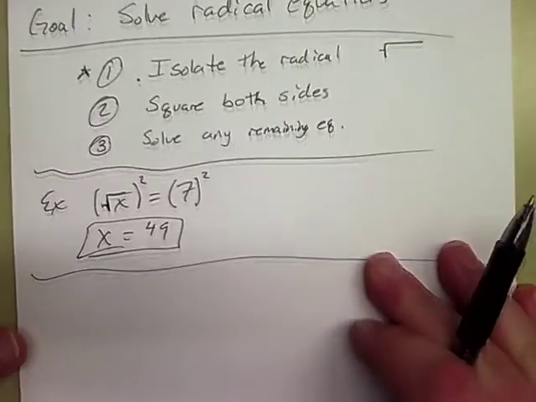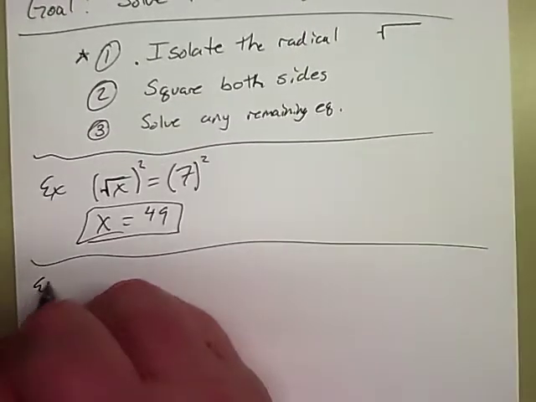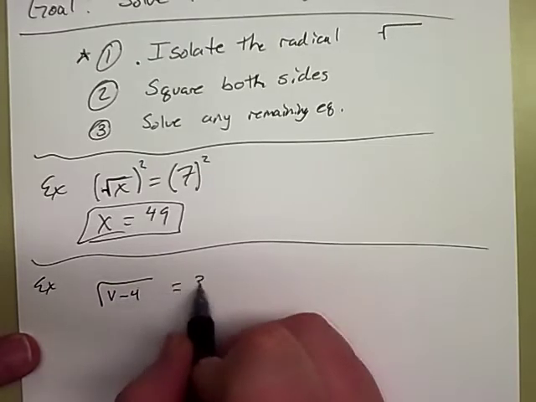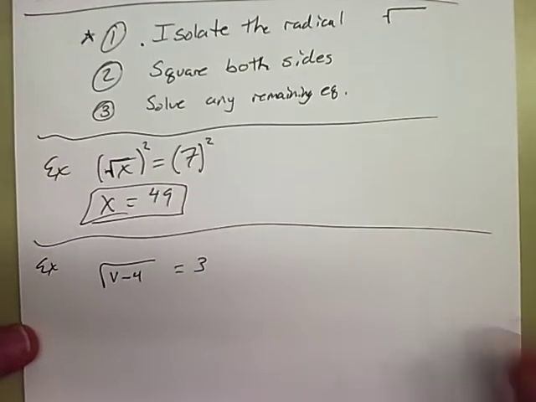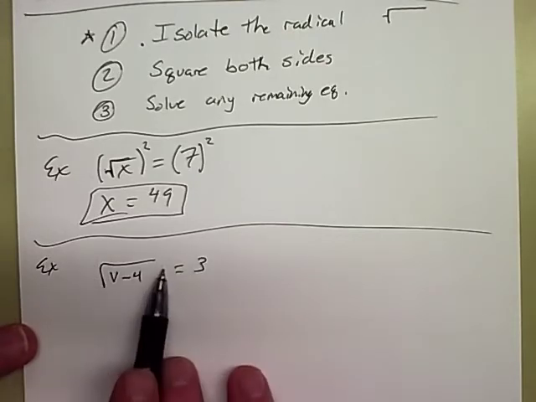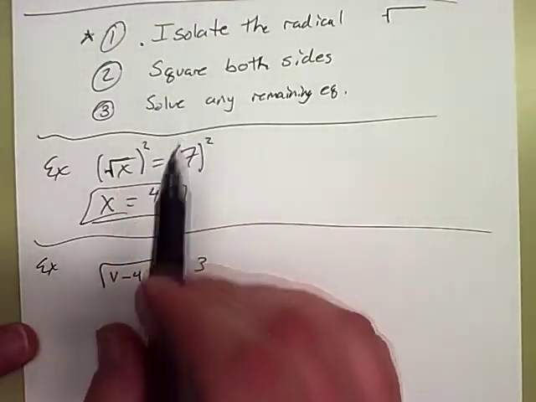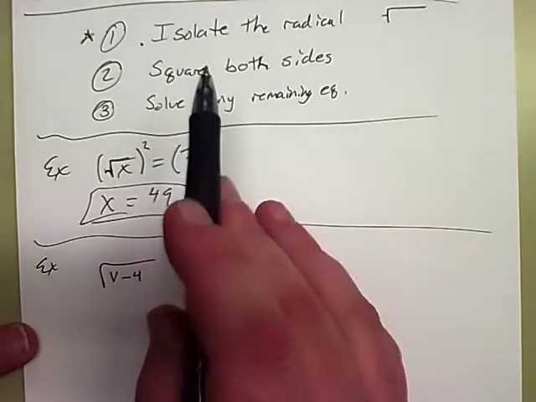All right, let's take a look at another example where there is an equation afterwards. So here, let's take a look. The square root of v minus 4, the whole thing equals 3. So there's no multiplier in front. There's nothing being added or subtracted to the radical, so it's by itself. It is isolated. So I don't have to worry about step 1. I'll go to step 2.